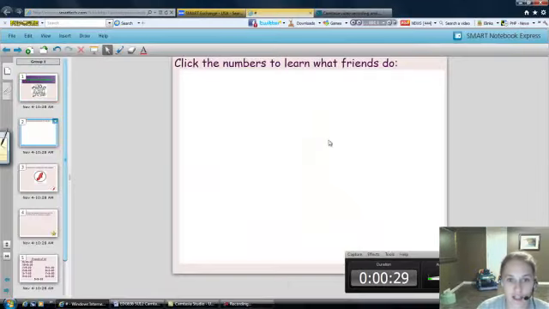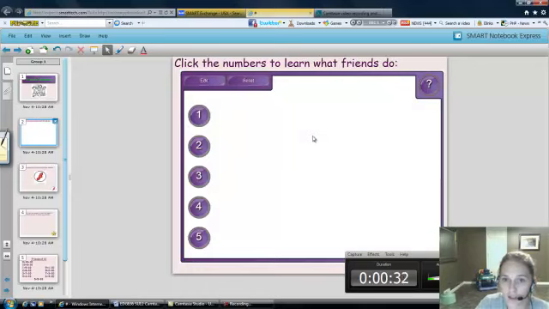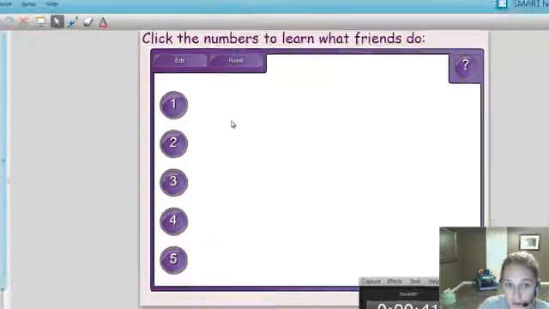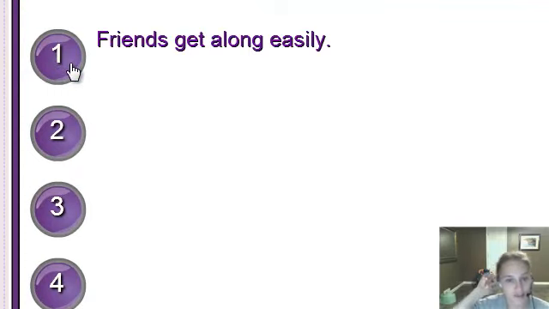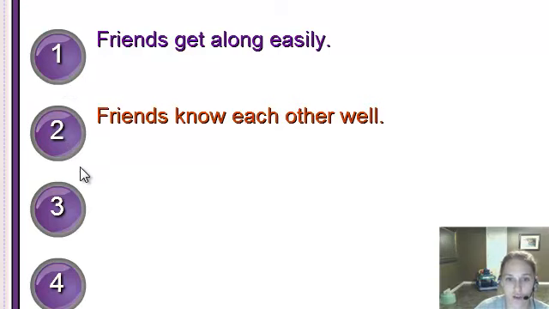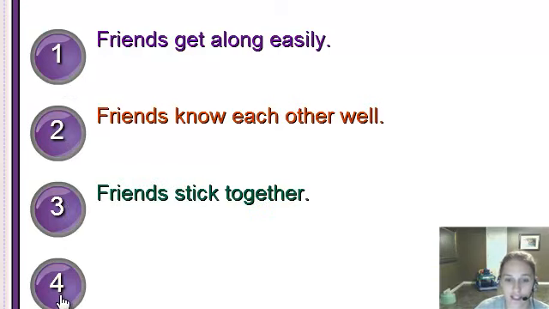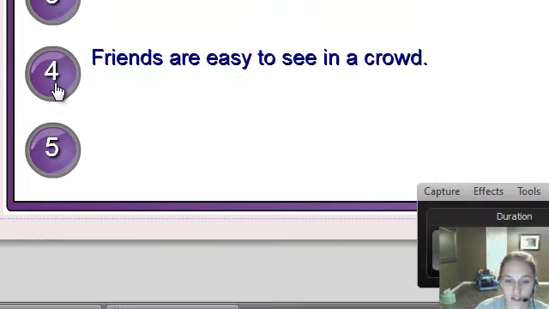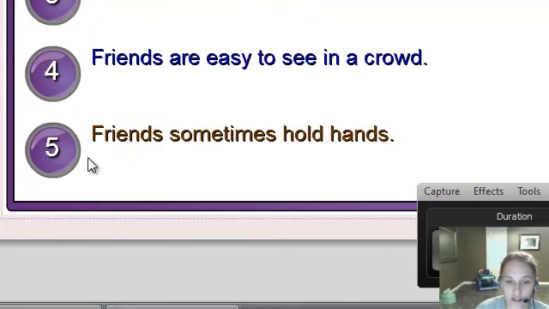The first page that is listed here says, click numbers to learn what friends do. And I like this because it gives rules to fact families and it gives rules to number bonds. Now the first rule that's given says friends get along easily. Friends know each other well. Friends stick together. Friends are easy to see in a crowd. Friends sometimes hold hands.